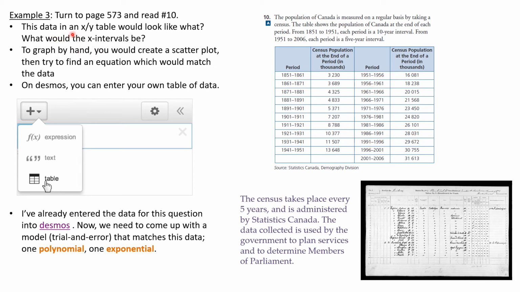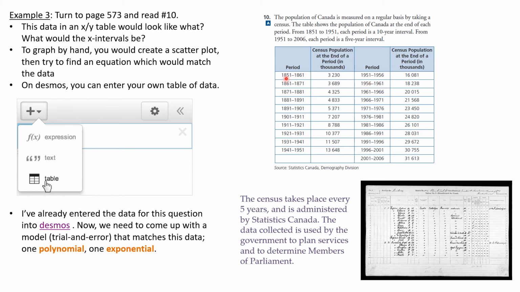The data in an XY table would look like what? So if I took this data and I needed to, because this is all about graphing, how am I going to graph all of this stuff? To graph by hand, you would create a scatter plot and you would try to find an equation which would match the data. First of all, we need X values and we need Y values. In Desmos, you can enter your own table of data, and I will show you that I've already done that for you. But what's important to notice when you're reading these word problems, these are intervals of 10 and these are intervals of 5.